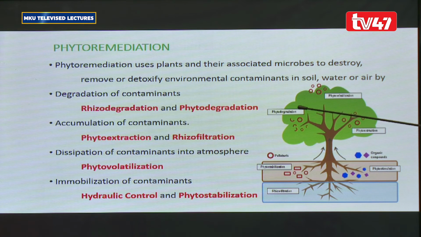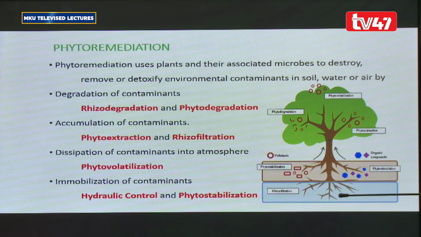There's phytodegradation, which happens on the upper part of the plant. There's rhizodegradation, which happens in the root area of the plant, where the contaminant is degraded either in the roots or on the upper part of the plant. Then we have accumulation, where the contaminant can be accumulated on the top part of the plant, which we call phytoextraction, or on the roots, which we call rhizofiltration.